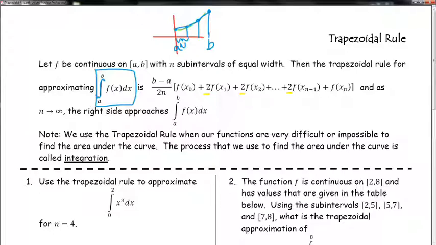Okay, so just to let you know, we use the trapezoidal rule when our functions are very difficult or near impossible to find the area under the curve. And this process that we're talking about, finding the area under the curve, that part of the geometry, we call integration.